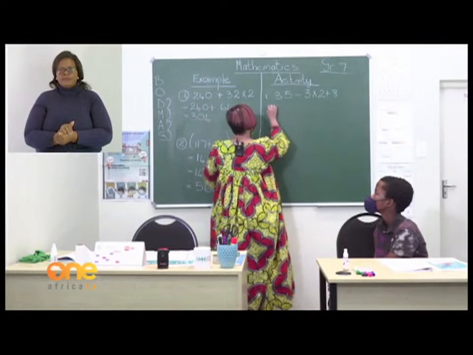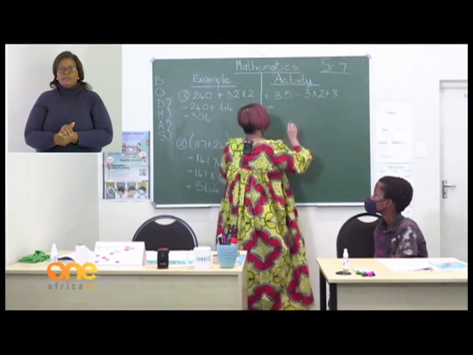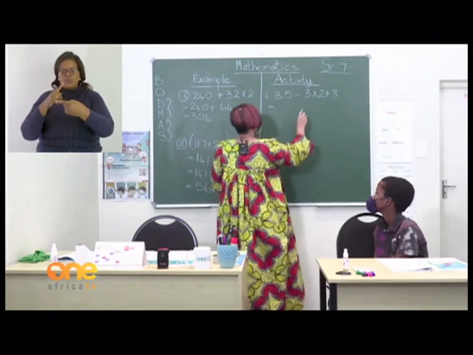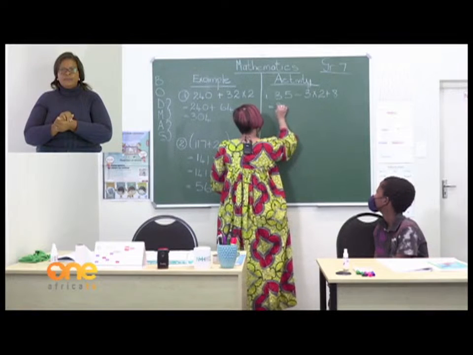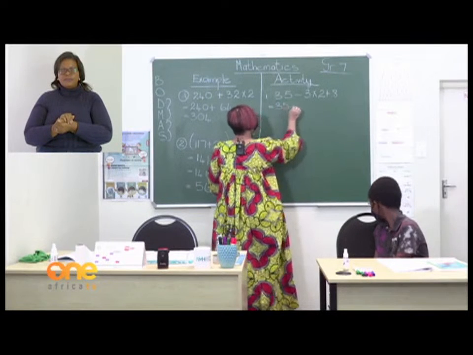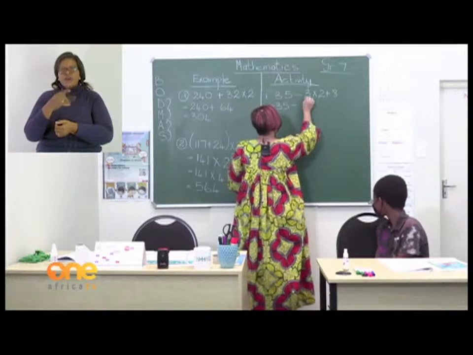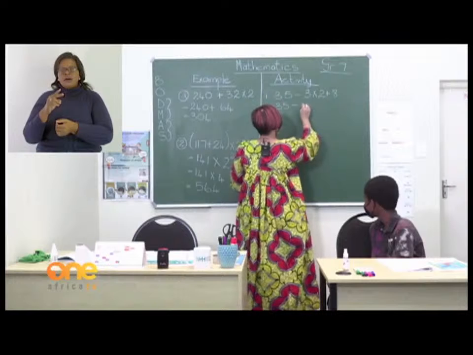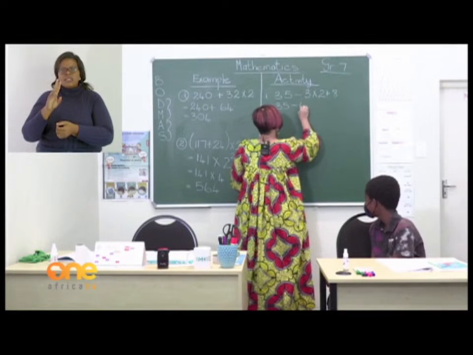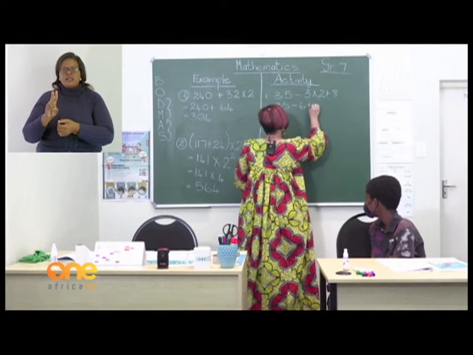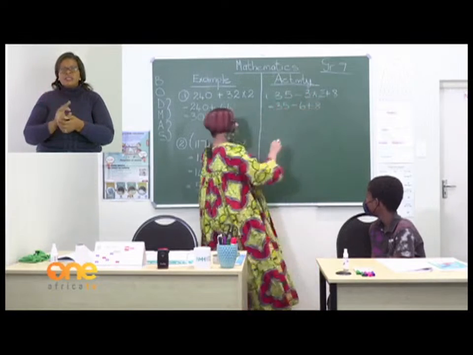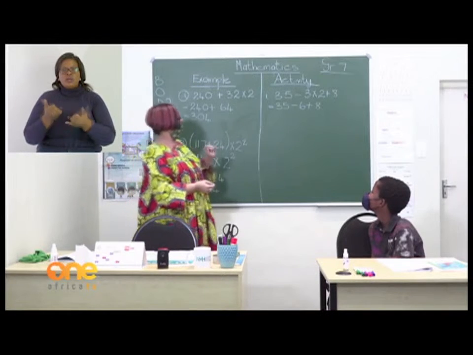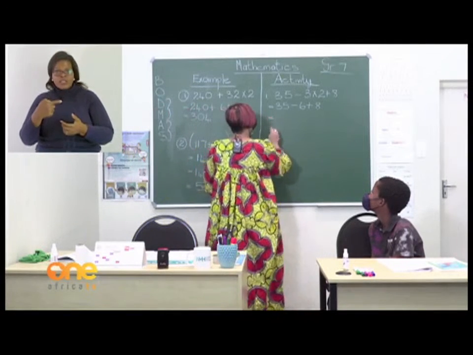So in this sum, according to BODMAS, our first operation will be multiplication. So, step by step, I rewrite everything. I find the answer of 3 times 2, which is 6, plus 8. I just continue. So, what do you think? Which of these operations will you do first?